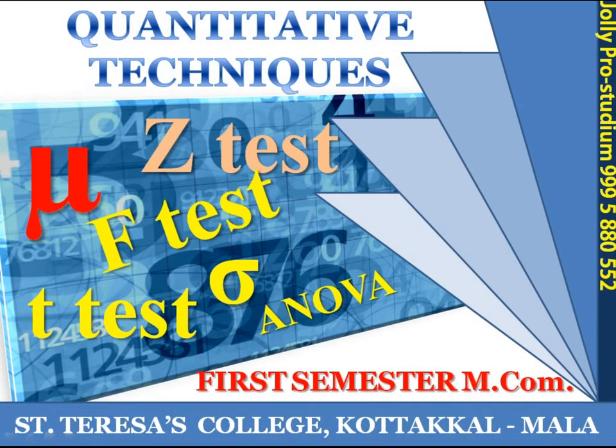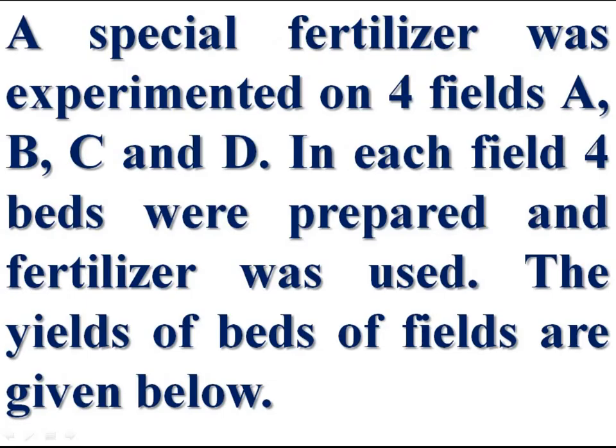Hi students, Namaskaram. Now we are discussing a practical problem in the chapter ANOVA table, analysis of variance. The question: a special fertilizer was experimented on 4 fields A, B, C and D. In each field, 4 beds were prepared and fertilizer was used. The yields of beds of fields are given below.